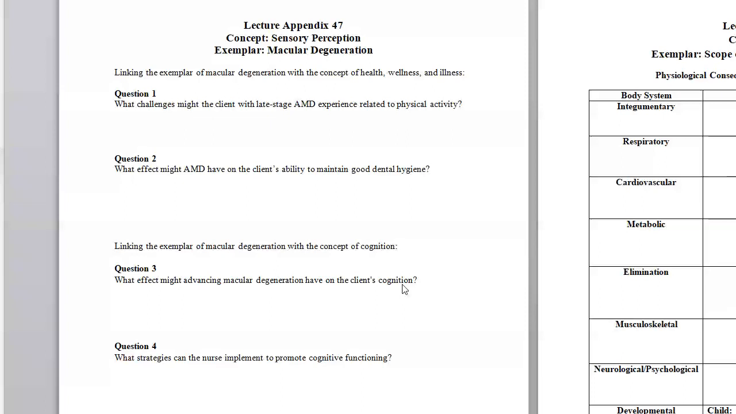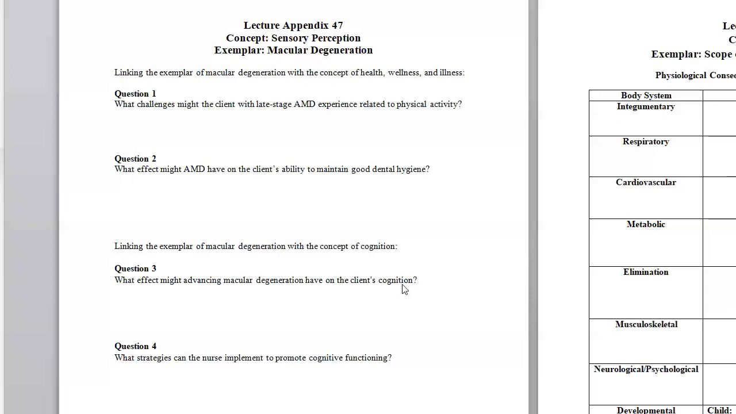And so what strategies can the nurse implement to promote cognitive functioning? I would just be sure that patients with macular degeneration are being seen by their doctor, and depending on whether they have the dry or wet form, which most people have the dry, that we can continue to slow down the progression of the disease process, which definitely will affect the vision of the person. So that's how you have to look at these questions.